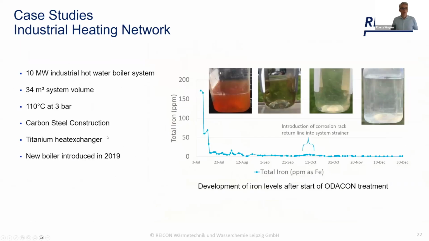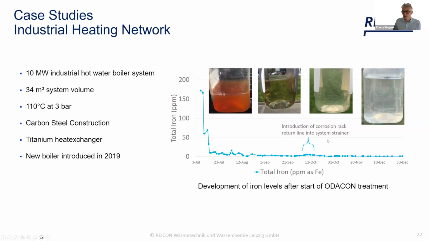Here's another example from an industrial heating system in New Zealand. The treatment was done by our partner in New Zealand, Vicentia. Also here they started with a system which had a very high iron level. Here it's ppm, so 170, 180 ppm of iron, and then it goes down quickly to very low levels. You can see here how the water looks in the beginning and how it turned clear over time.